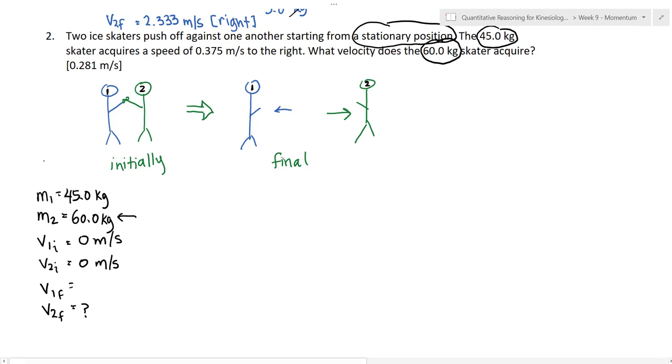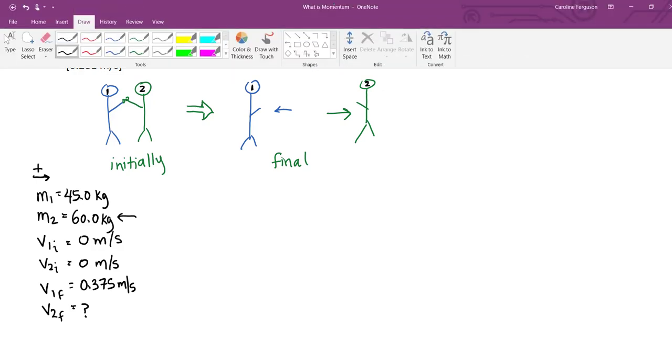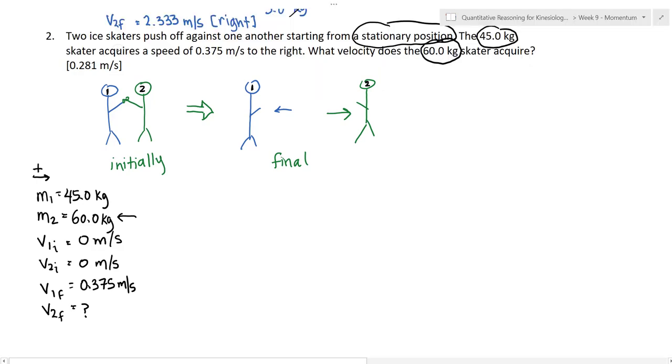All right, well, let's define which way positive is first. So we'll say positive is to the right. So then that means that V1 final would be 0.375 meters per second, positive, since it says that that person's going to the right. So now we have all the information that we need. And we can write out the formula that we used before.